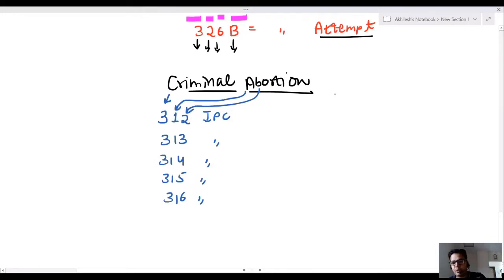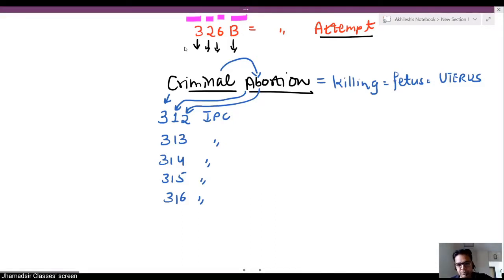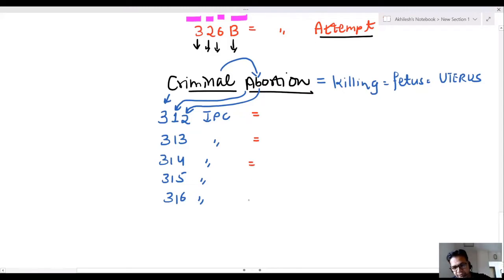What is criminal abortion? Criminal means you are doing abortion criminally. You are killing the fetus inside the uterus. Now, sir, how do you kill? Sir, first type of criminal abortion is this, second is this, third is this, fourth is this, fifth is this.